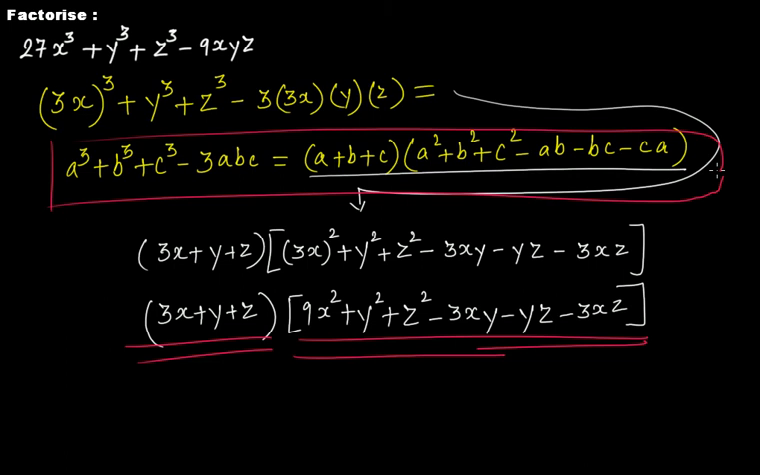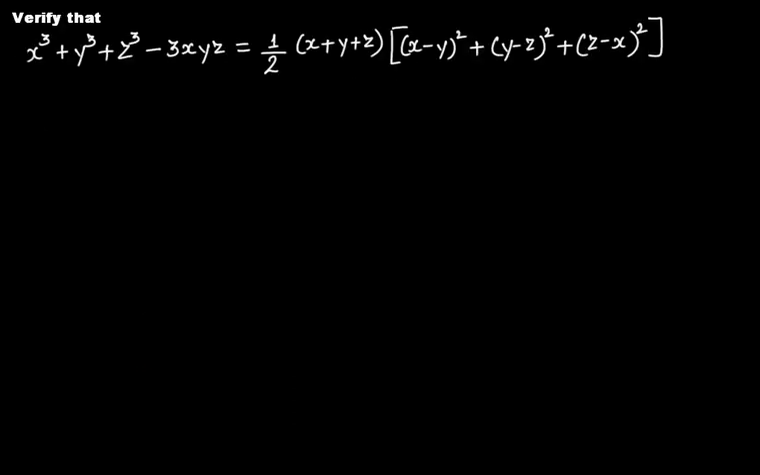Remember, if you know all the identities, these calculations and factorization problems will be a piece of cake for you. Here you have x cubed plus y cubed plus z cubed minus 3xyz. You have to verify that it is actually equal to half multiplied by (x plus y plus z) multiplied by ((x minus y) whole squared plus (y minus z) squared plus (z minus x) whole squared).